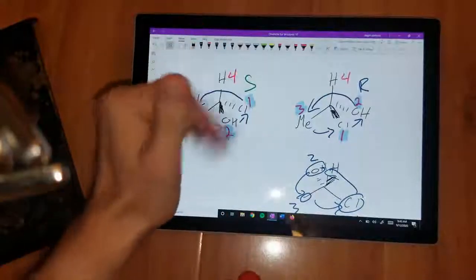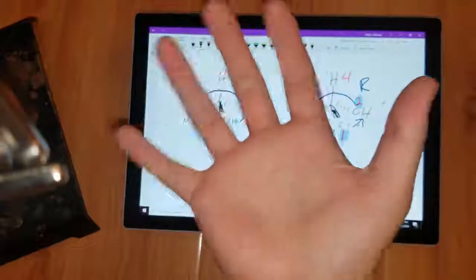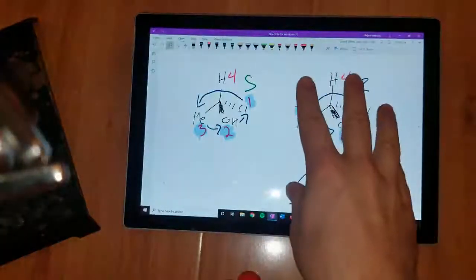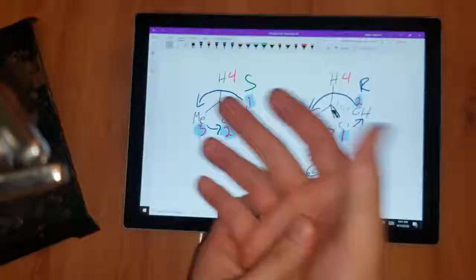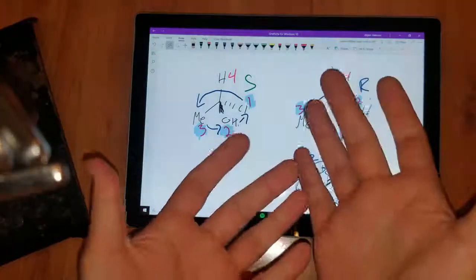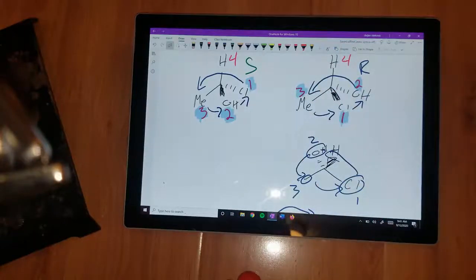You can also use your left hand. Your left hand will go correctly with the S, but I don't like using both hands. I find it's easier if you just use one. If it fits, it's R. If it doesn't fit, it's S. And that's something that you really want to get good at. You don't have to necessarily use my method, but honestly, I think this method is the best. It's not my method, but this method I think is the best.